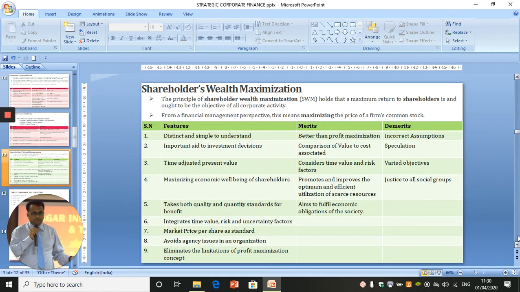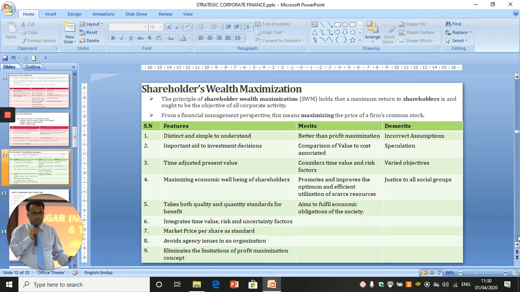shareholders wealth creation. The principle of shareholders wealth creation. First of all, let us understand what is wealth creation. Maximization of EPS. If you remember, I told you in second semester that maximization of EPS is the final goal for which any organization is working. So earning per share and market price per share should be maximized.